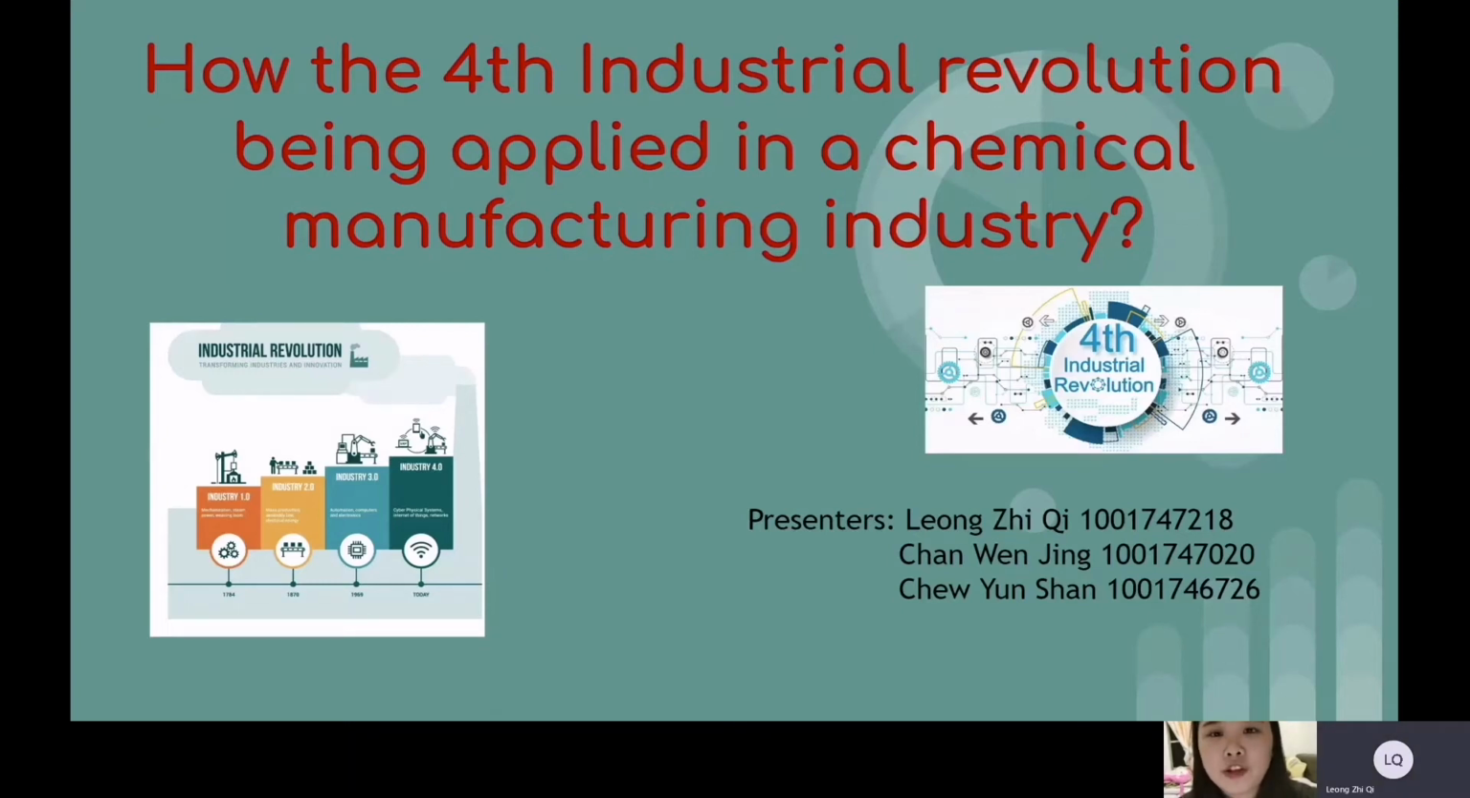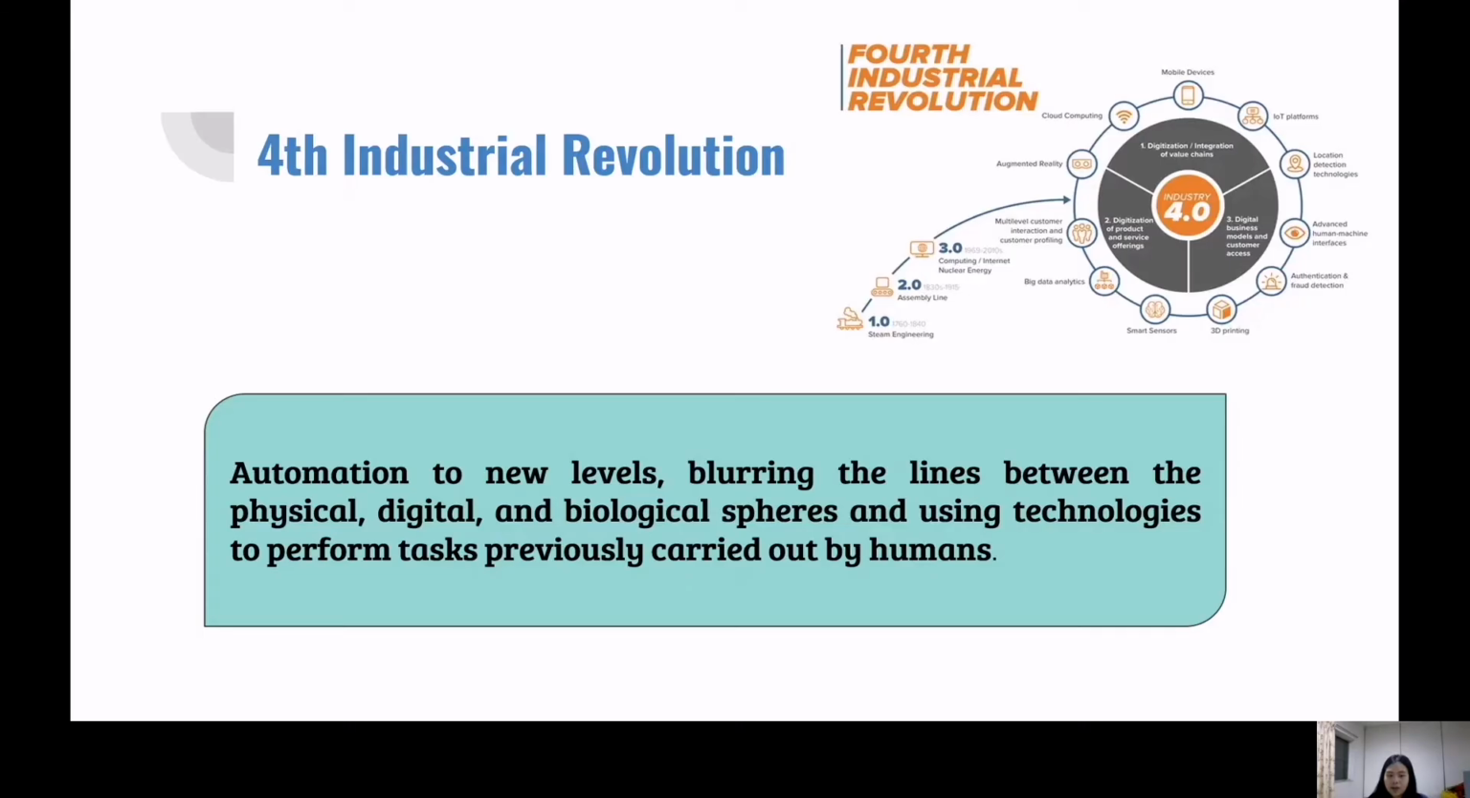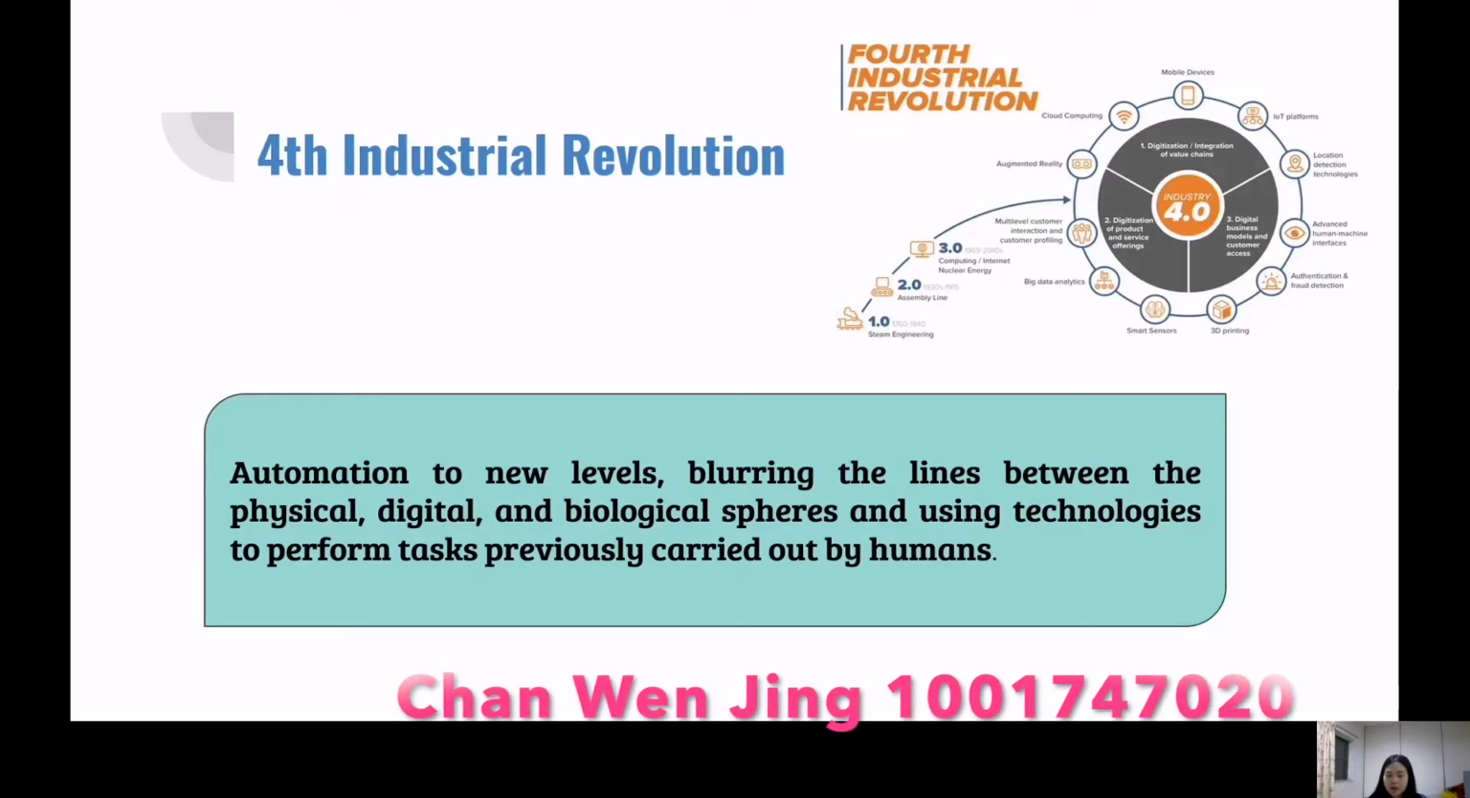Today, my friends Chin Kang Ling and Cho Wing Shan and I would like to present about how the fourth industrial revolution is being applied in the chemical manufacturing industry. The industrial revolution is a way of describing the blurring of boundaries between the physical, digital, and biological worlds. It is a fusion of advances in artificial intelligence, robotics, the Internet of Things, and other technologies.